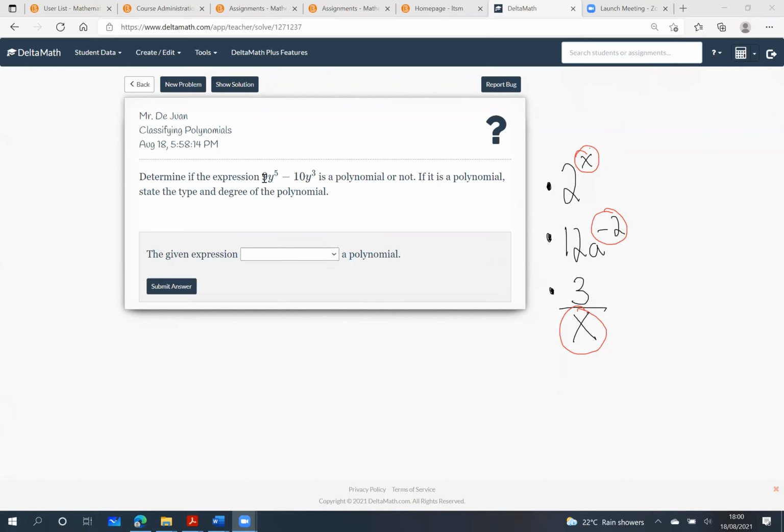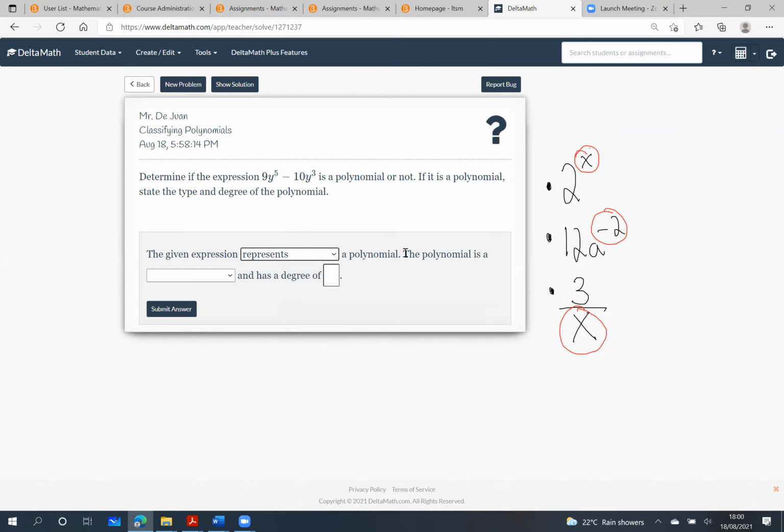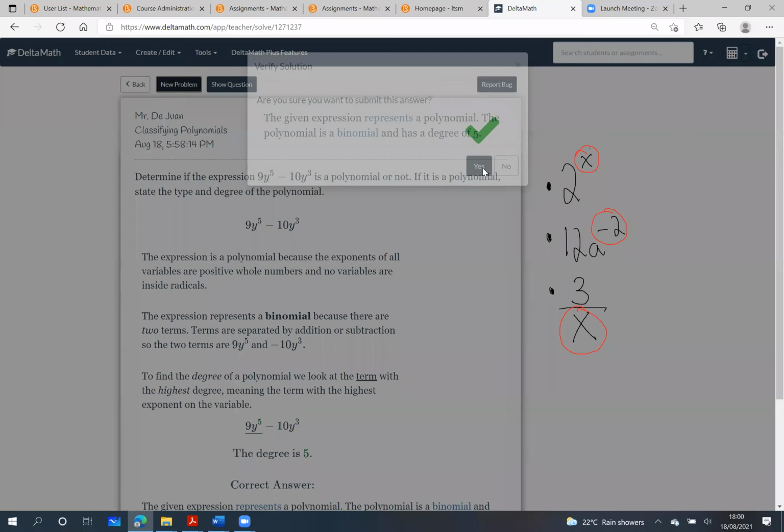So determine if the following expression is a polynomial. It looks like it's a polynomial because it doesn't fall into any of the three on the right. So it represents a polynomial. We have one term and two terms, so it's a binomial and has a degree of, well, what's the bigger number, 5 or 3? Which exponent is the bigger number? 5 is the bigger number. So it has a degree of 5. Submit the answer, and there we have it.